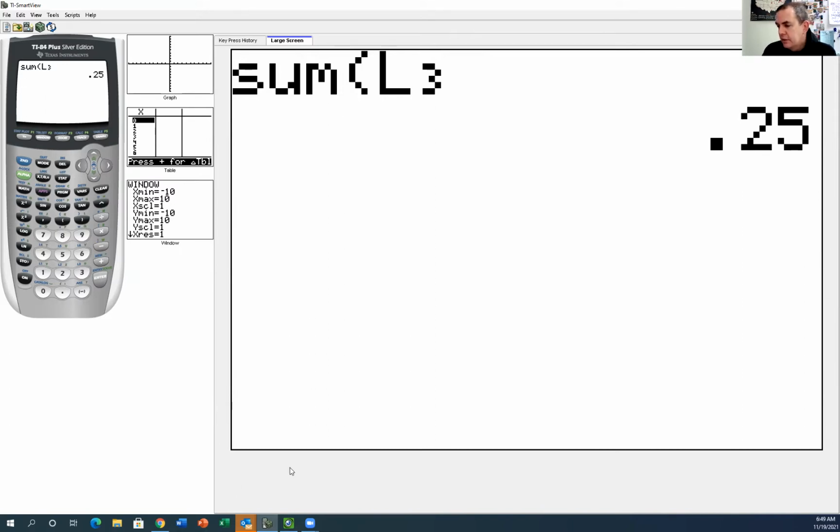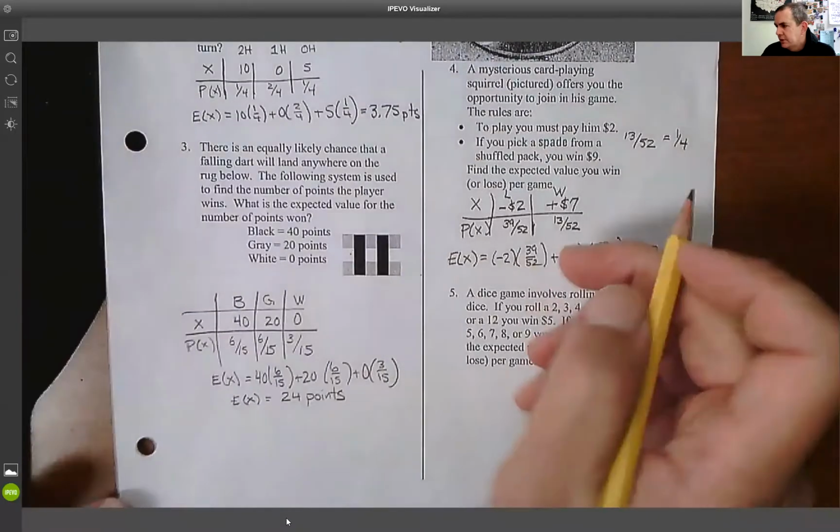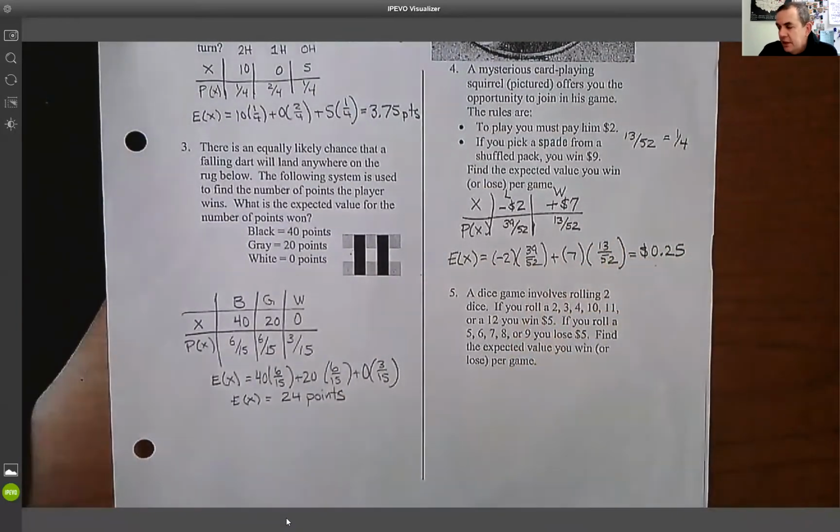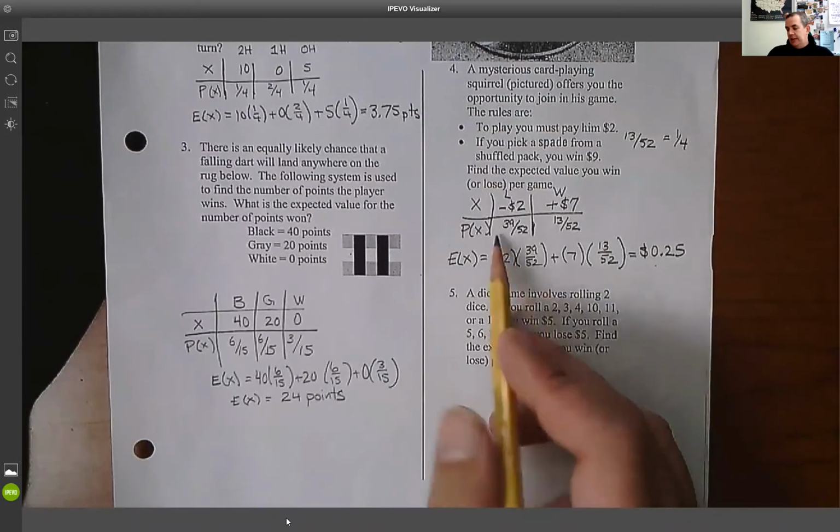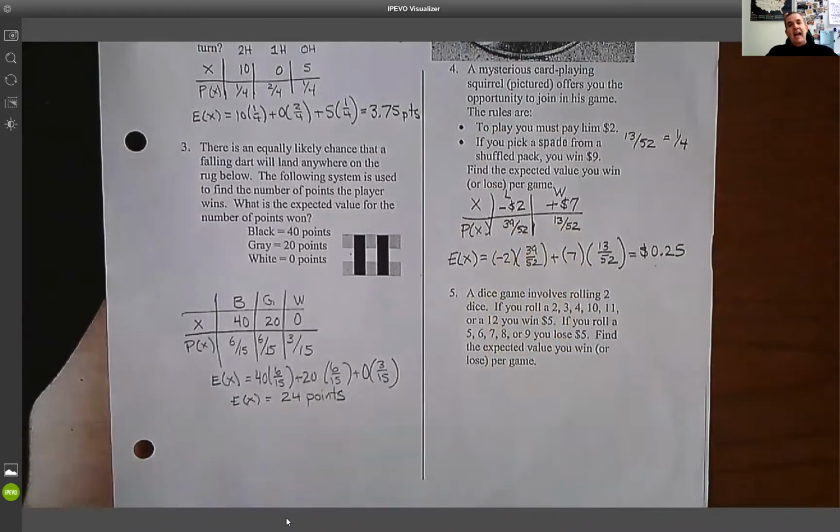So let me get back to the picture. That says on average, I'm going to make 25 cents. So this is a game that I play, because on average, I'm making money when I play this. Could I lose when I play the game? Sure. But on average, I'm going to make a quarter every time I play this. I know you're either going to lose 2 or win 7, but the average over the long run shows that there's a positive return on this. So this is one of those games that you'd want to play.